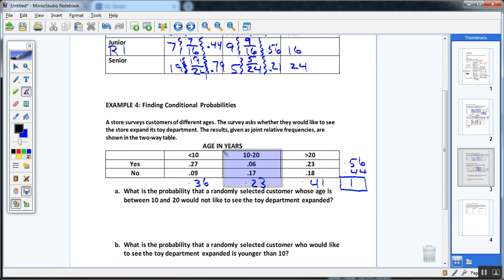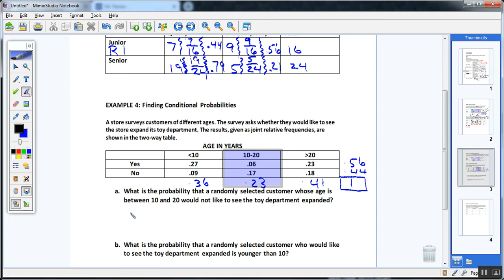17%, right? But the 10 through 20-year-olds only make up what percent of the whole population? Okay, so we're saying given that a person's 10 through 20, it's like saying 0.17 out of 0.23. Wouldn't you multiply? No, it would be a division problem, okay? So it's going to be a ratio, right, or division.